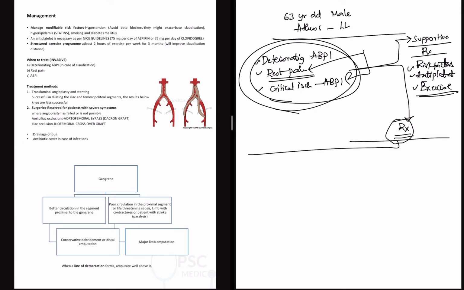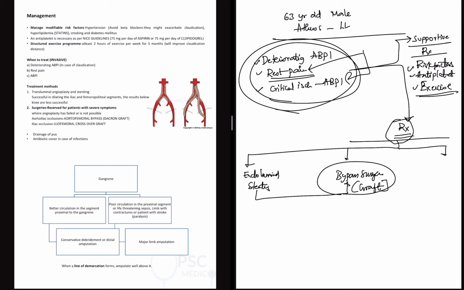So what treatment options do you have? You have multiple treatment options. You have endoluminal stenting. Endoluminal stenting can be done. If it is unsuccessful, you can go for bypass surgery, bypass surgery with the help of graft. But even after doing these two, if the patient is progressing to gangrene, then we have to go for amputations. So amputations can be distal or it can be whole limb amputation. So these are the treatment options which are available.